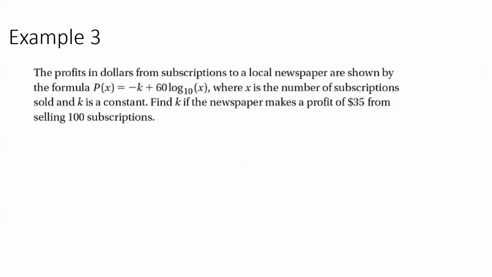Okay. So the first thing we need to identify is our independent and dependent, our X and our Y. What is our X value that's given to us? Our X value is 100, because it says X is the number of subscriptions. Do we see that? So 100 subscriptions is our X value. What is our output? Our 35. So this is our profit, our P of X, our output, our Y value. So I'm going to plug in what I know and solve for what I don't know. Agree?